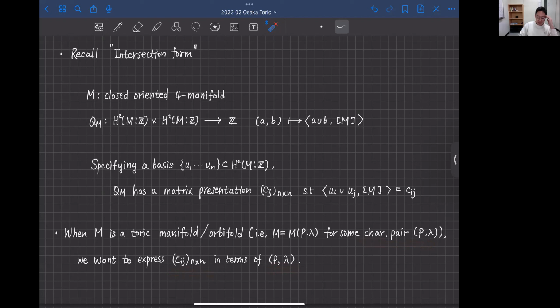Probably this kind of question is the central question in toric topology. If we have a toric manifold or orbifold, or in general a toric variety, then we can think of a bunch of topological or algebraic invariants. Then how do we read off these invariants out of this combinatorial data? That's the central question in toric topology, and I'm going to answer this question. I will express this matrix in terms of the characteristic pair.